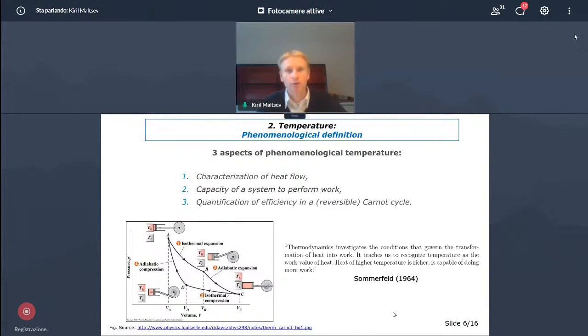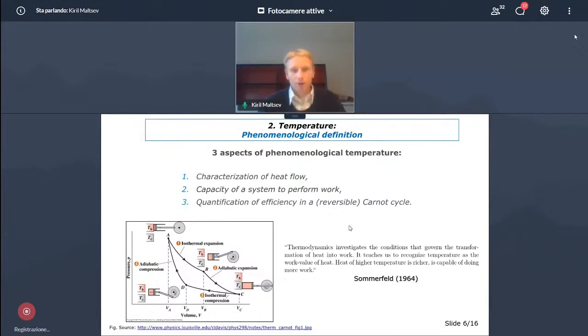And for this, we will look into the temperature and entropy definitions. We will start with the phenomenological definition, and there are 3 aspects entailed in the phenomenological sense as given by classical thermodynamics. First, it is a characterization of heat flow. Second, it reflects the capacity of a system to perform work. And third, it acts as a quantifier of efficiency in a reversible Carnot cycle.